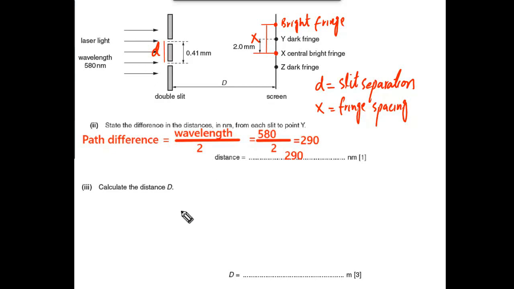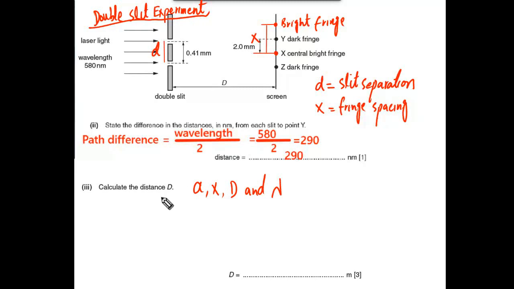Now the question is, how are D, x and lambda connected, how are they linked together? So what is the relationship between them? The relationship is very straightforward. In this experiment, we are talking about the double slit experiment, so you have to be very clear about this. I'm talking about the double slit experiment because we have two slits here. You also need to understand the name of this experiment.